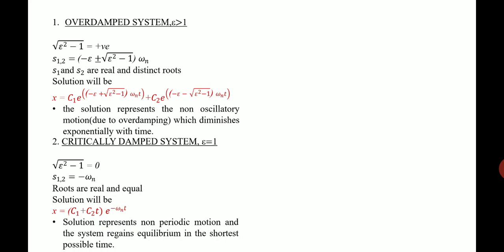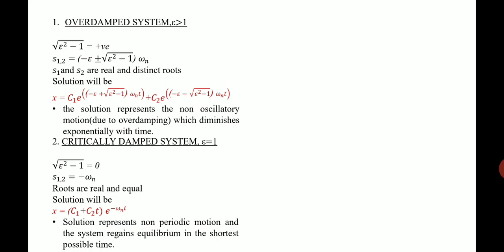Next is the critically damped system. To find the solution for the critically damped system, epsilon is equal to 1. So in the equation, root of epsilon square minus 1 is equal to 0. Considering the solution, s1,2 will become minus omega n alone, because epsilon is 1 and inside the root it becomes 0. So only minus omega n remains. So these are equal roots. The roots are real and equal.